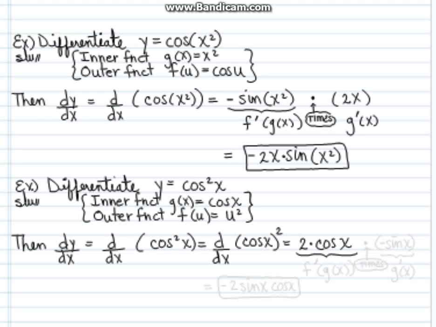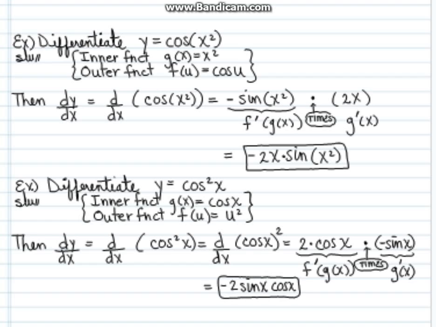Okay, use the power rule. 2 times the cosine of x, that's f prime of g of x, times the derivative of the inner function. So multiply by the derivative of cosine, it's negative sine. Oh, completely different than the other example. So our answer is negative 2 sine x cosine x.